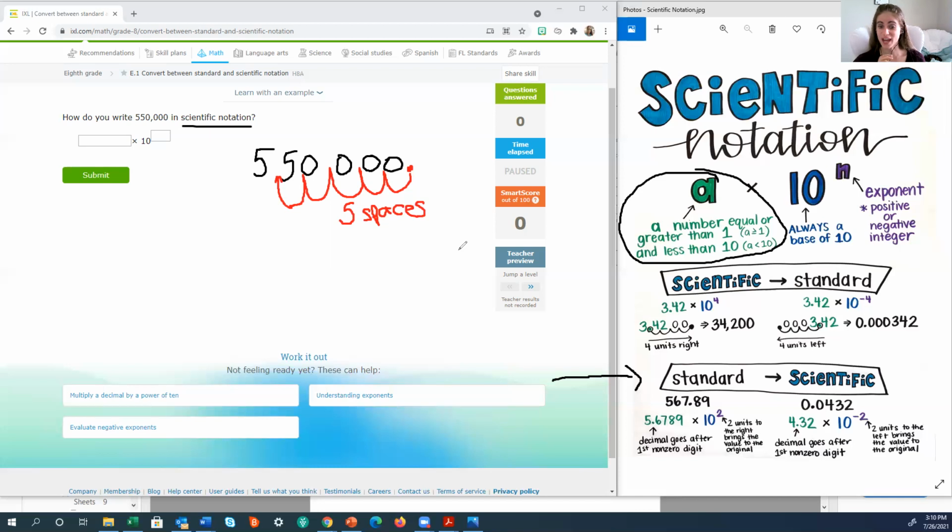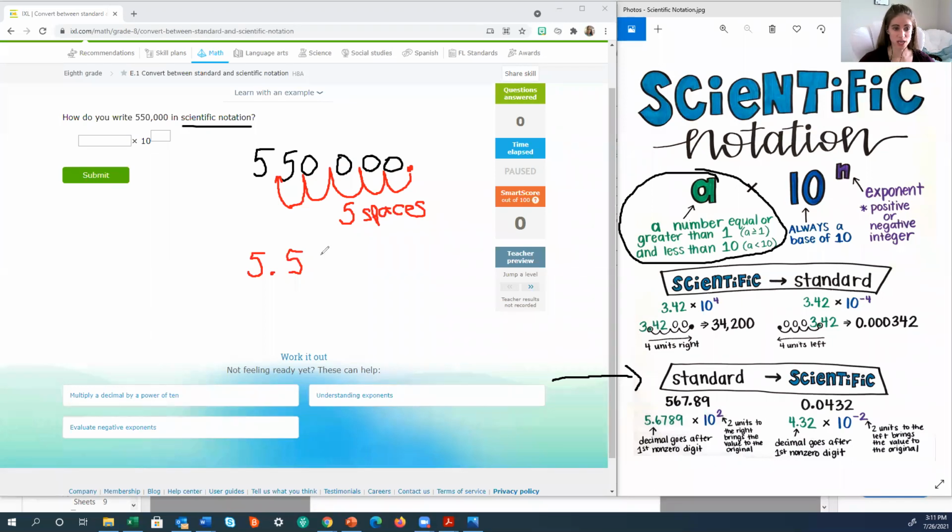Now that I've determined that, I can write it in scientific notation. First step, write my number. So 5 and 5/10. If we look right here, I have 1, 2, 3, 4 more zeros. But do I need to write those zeros? Nope, I actually don't, because once you hit a spot where it's all zeros to the right of that decimal point like we just talked about, you don't need to.